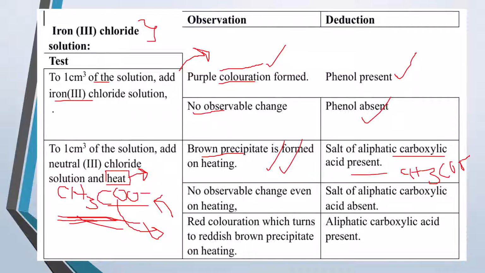As simple as that. Now, before heating, we expect you to get a red coloration, but this red coloration turns slowly reddish brown on heating. But if you add neutral iron chloride solution and heat straight away, you are going to get your brown precipitate, and this is a very common test that we examine in practicals. So you need to pay attention to it.